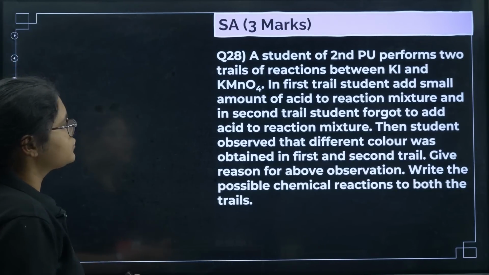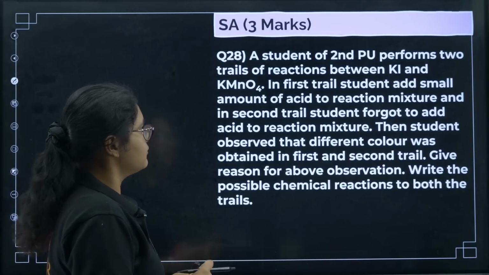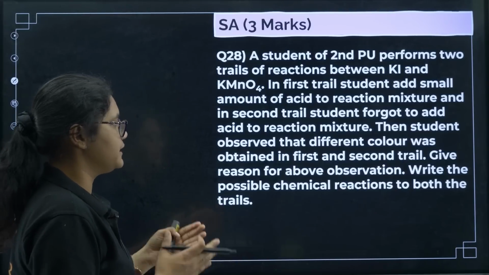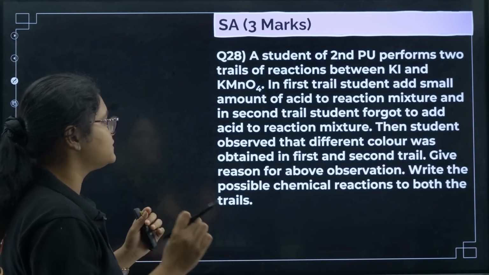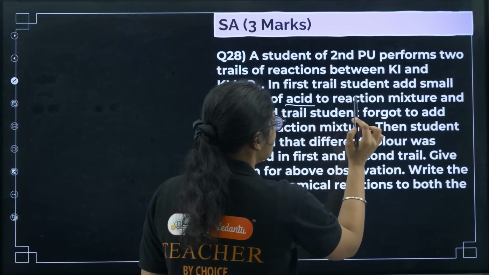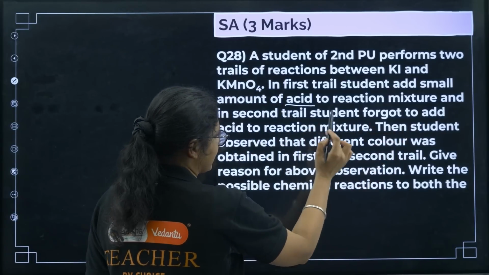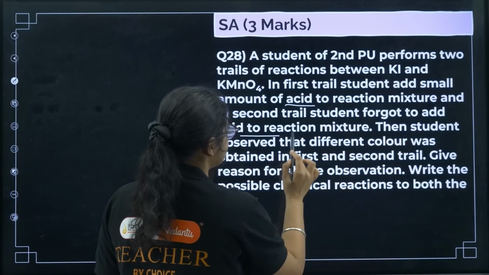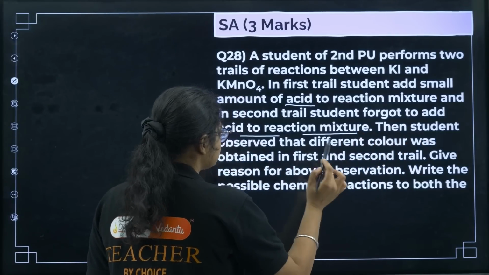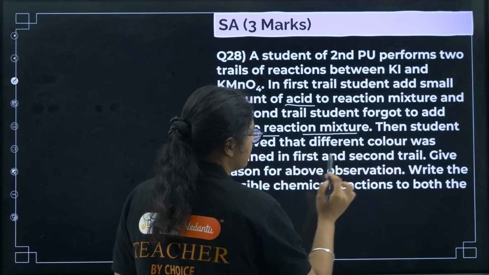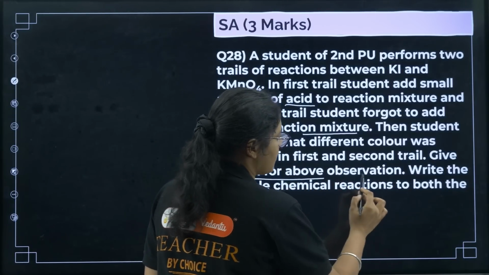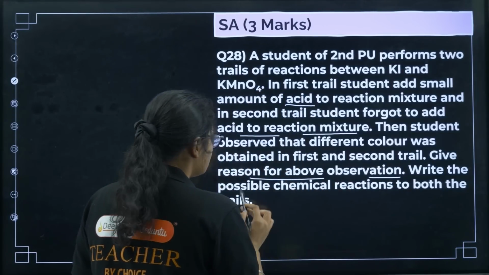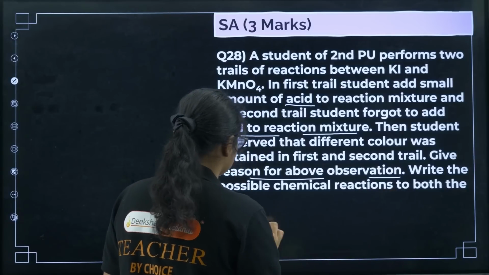Okay, so we got the third question. A student of 2nd PU performs 2 trials of reactions between KI and KMnO4. In the first trial, the student adds a small amount of acid to the reaction mixture, and in the second trial, the student forgets to add acid to the reaction mixture. Then the student observed that a different color was obtained in the first and the second trial. Give reason for the above observation. Write the possible chemical reactions for both the trials.